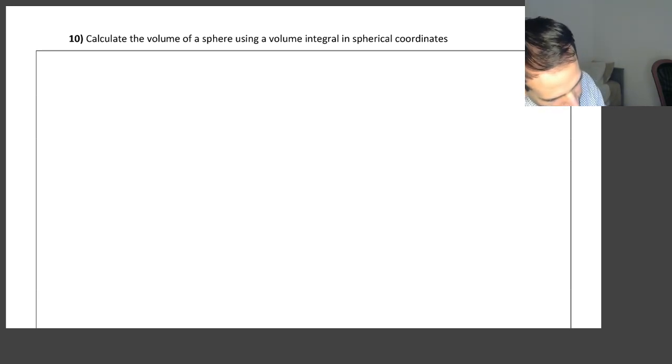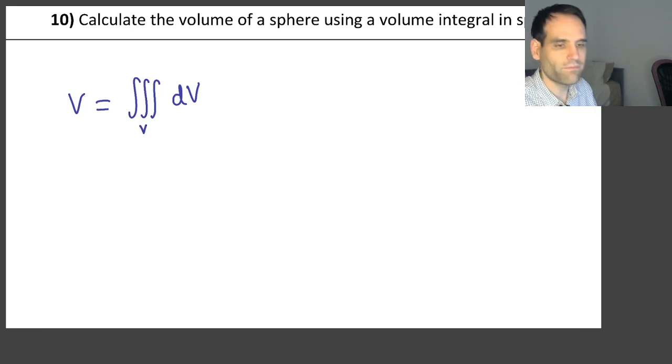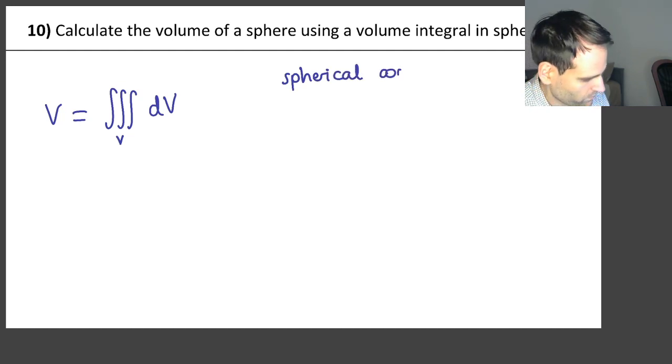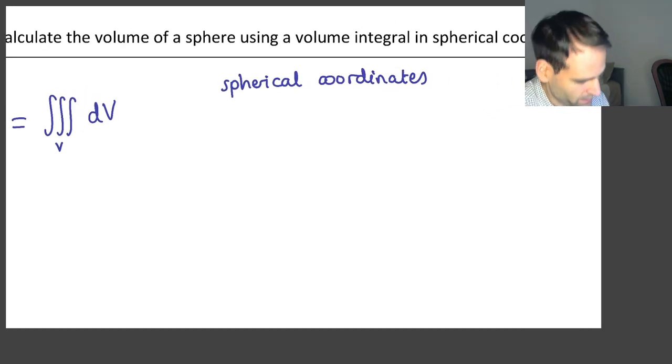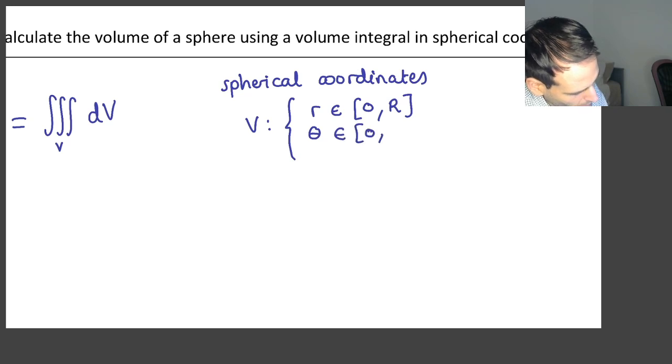So the volume of any object is the triple integral of dV. Okay? And this triple integral is done within that volume V. So we are going to use spherical coordinates. Spherical coordinates are great because then the volume determined by the sphere is simply changing r between 0 and capital R. It's changing theta between 0 and pi.